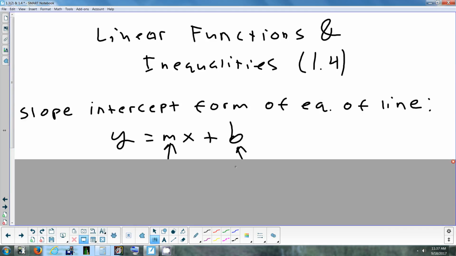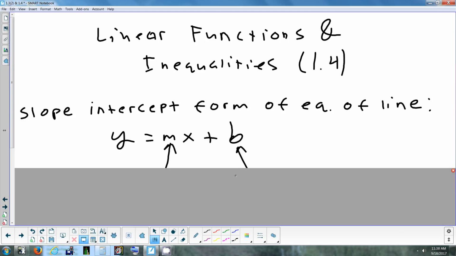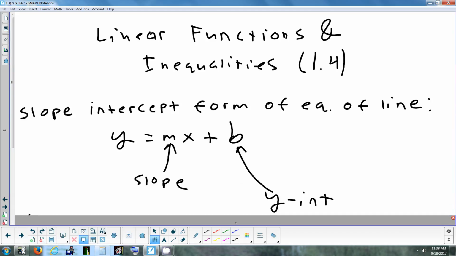Okay, so this is one of a couple different ways you can write the equation of a line. This is slope-intercept form. How about Julia? Do you remember what the m stands for in that formula? Yep, that's your slope. And Josie, do you remember what the b stands for? Y-intercept. Your y-intercept. Okay, if you already know this formula and you just remember it, you don't have to write it down again, but if it's something you don't know, you probably want to take it down because it'll be on the test.